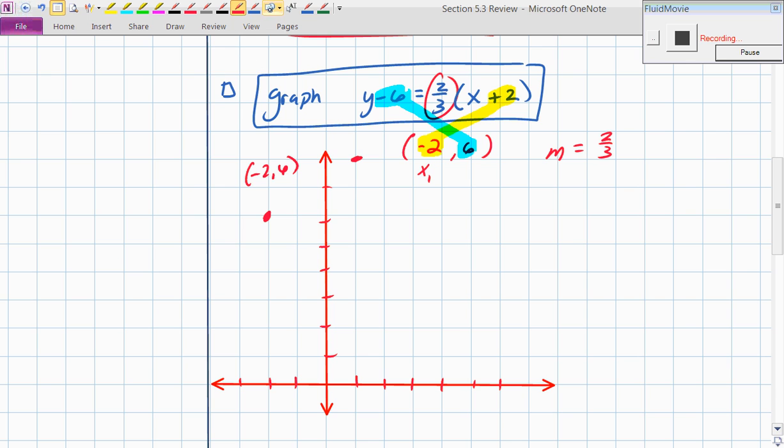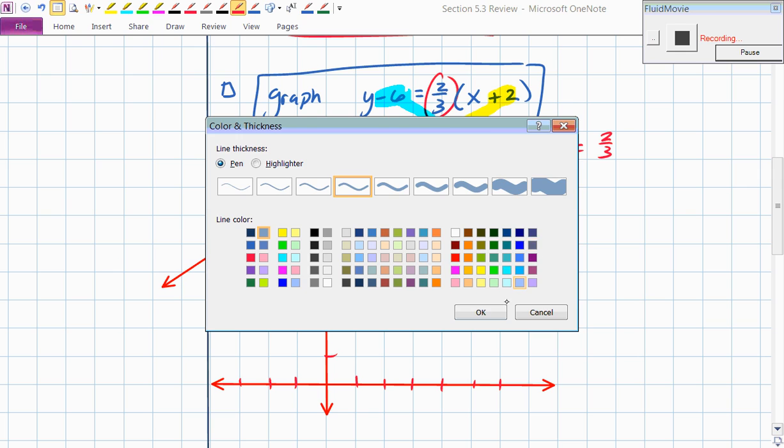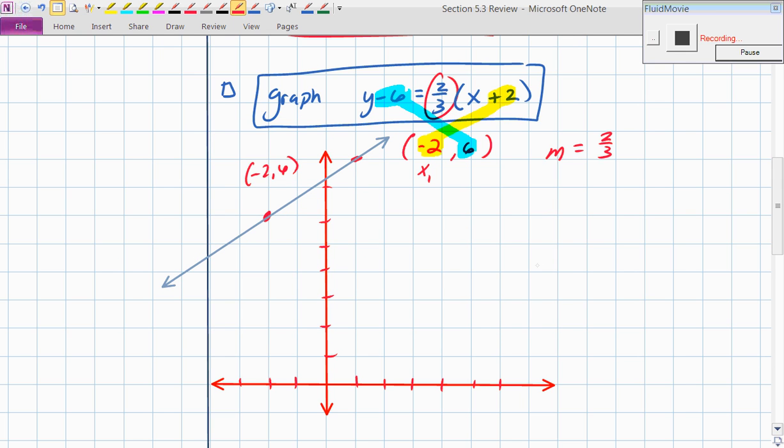Oh, and then go back to the original point, and then down 2, and then left. You could. That is a technique. You could do that for sure. So there you go, and your line should look like that one. Copy this graph onto the page.